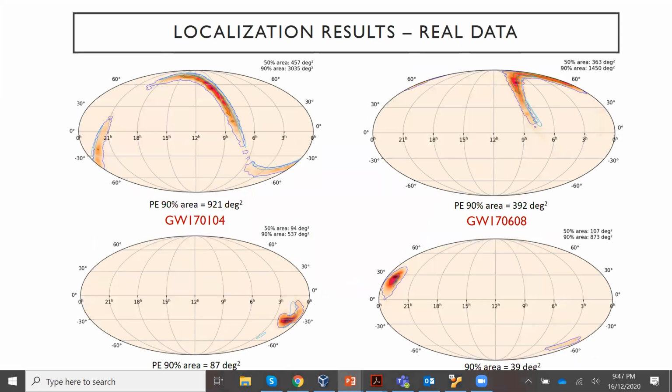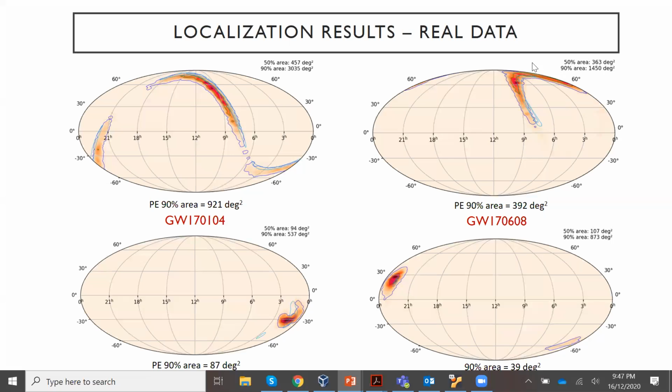This was GW150914, and these are some of the other events from the second observation run. So you can see here that for all of these events, my contours sort of agree with the contours that parameter estimation results predict. So they have good overlap with parameter estimation contours.